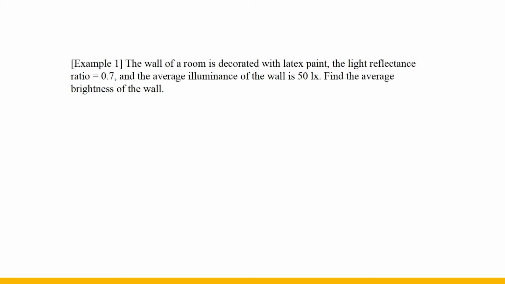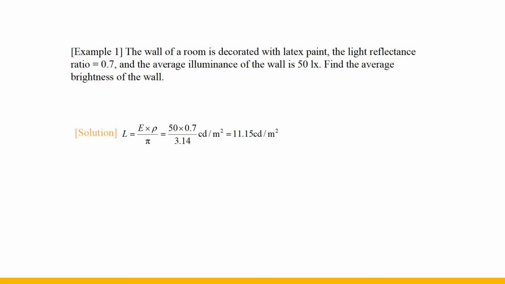Next, let's do two exercises. It is known that the wall of a certain room is decorated with latex paint. The light reflectance is equal to 0.7, and the average illuminance of the wall is 50 lux. Find the average brightness of the wall. Since the latex paint wall is a diffuse reflection material, the brightness is obtained from the known illuminance. Therefore, the brightness is equal to 50 times 0.7 divided by 3.14, which is equal to 11.15 candela per square meter.